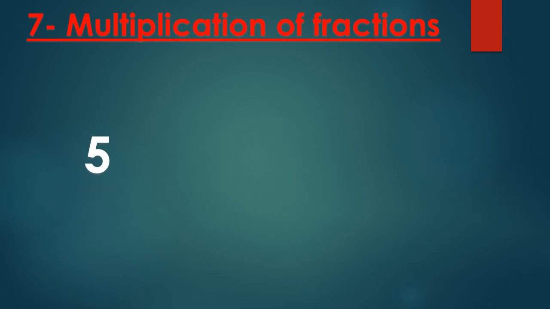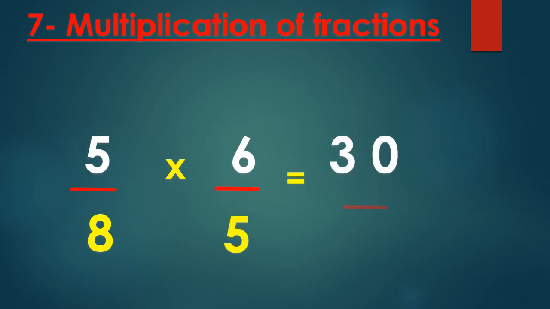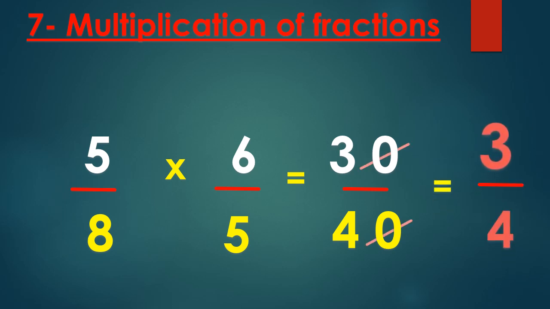Another example of multiplication of fractions is 5 over 8 times 6 over 5. 5 times 6 equals 30. 8 times 5 equals 40. The answer is 30 over 40, but still we can simplify it. The 0 goes with the 0, so the answer is 3 over 4.